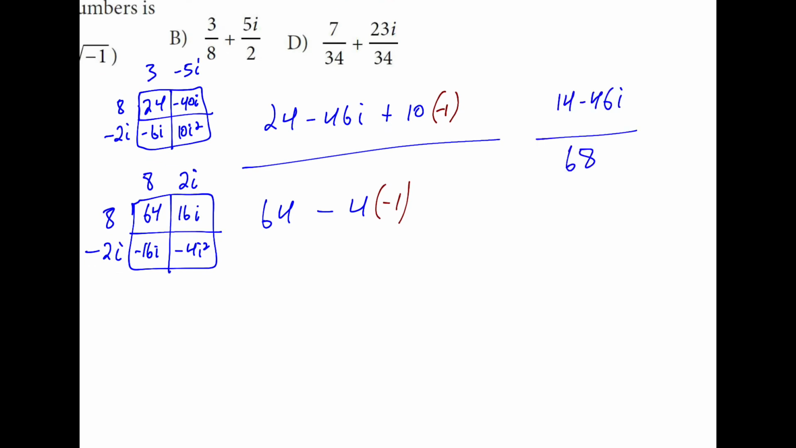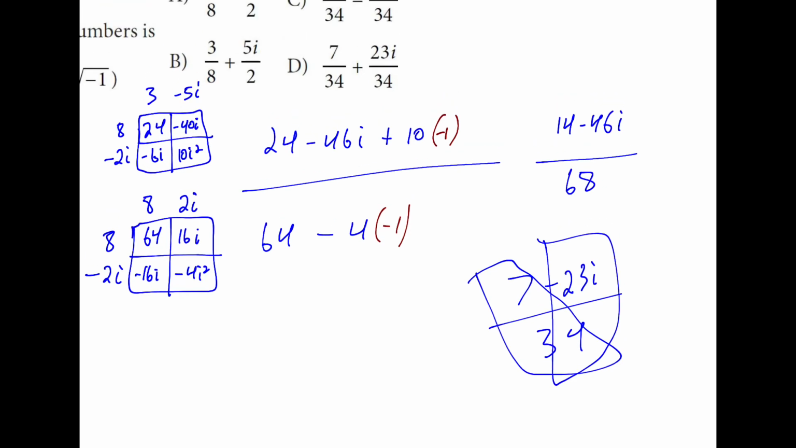If I divide everything by 2, I get this, and I can split my fraction. So 7 over 34 minus 23 over 34.